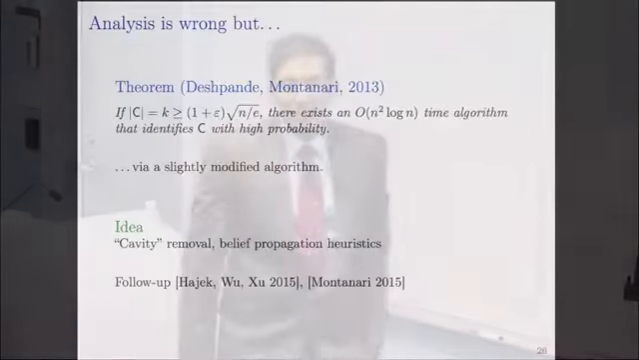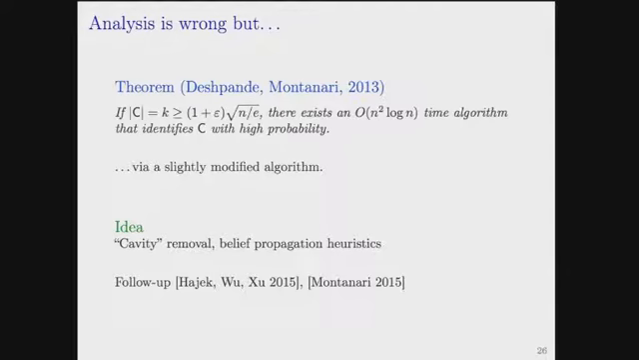Okay, so the analysis is wrong, but the theorem is right. And what really makes the theorem possible is that you have to change the algorithm a little bit. Instead of using the usual power iteration, or nonlinear power iteration, you have to do it with what you would call a cavity removal. And this is inspired from the belief propagation heuristics that has been used in machine learning and in statistical physics.